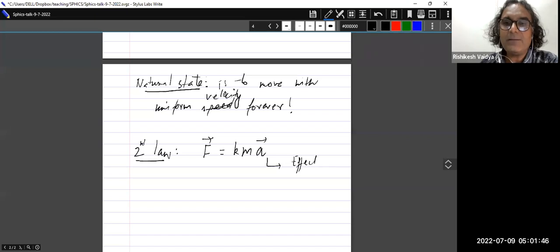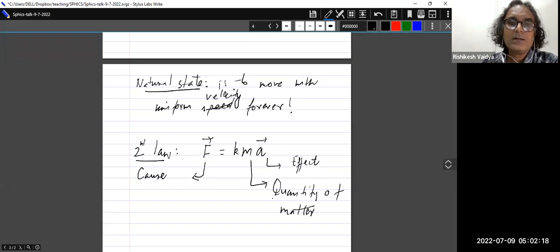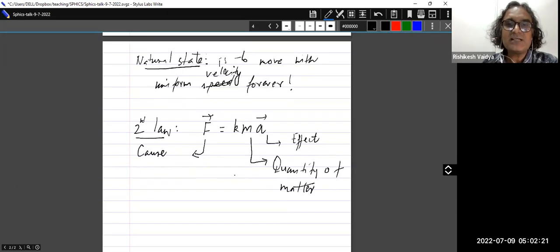So it is not the velocity, but the acceleration that is a true measure of effect. And it is the force which is a true measure of cause. And of course, such a relationship must pay heed to the quantity of matter. So M is a measure of the quantity of matter. And this constant of proportionality can be absorbed in the definition of units. So actually one can write F as MA.